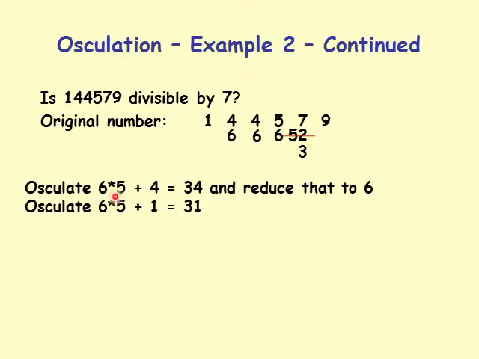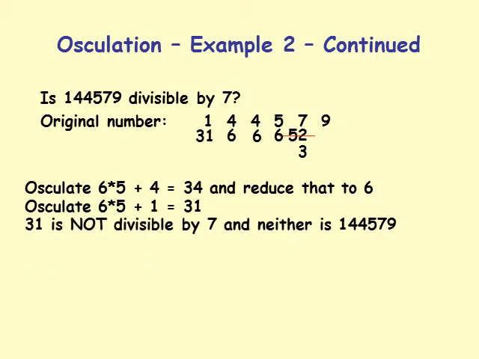Continue here. 6 times 5, 6 times the proxy, plus 1 is 31. So we got 31 here. 31 is not divisible by 7, so 144579 is not divisible by 7 either.